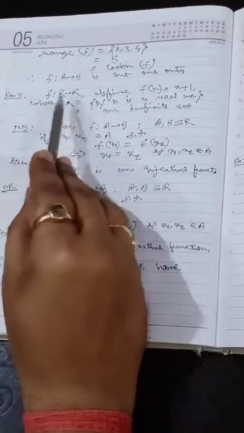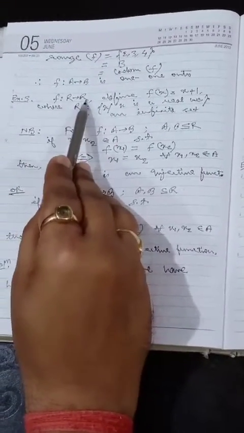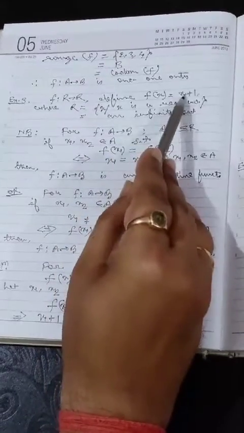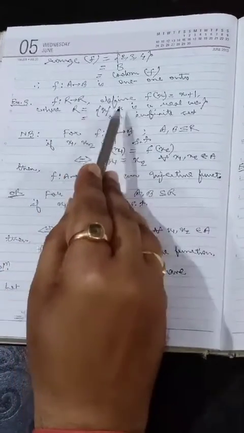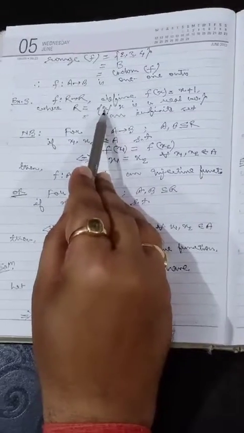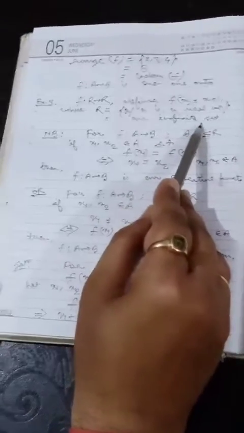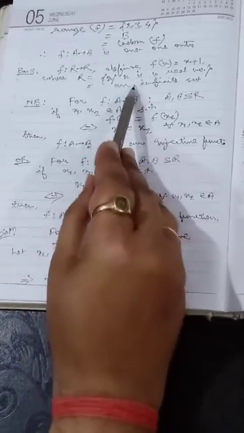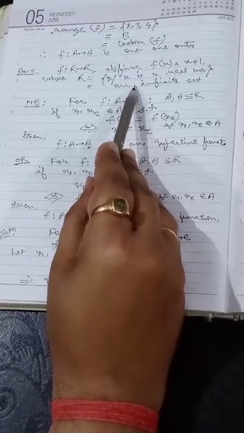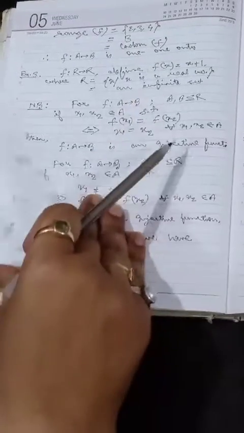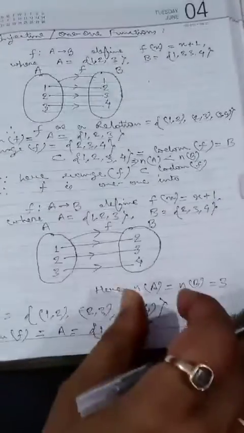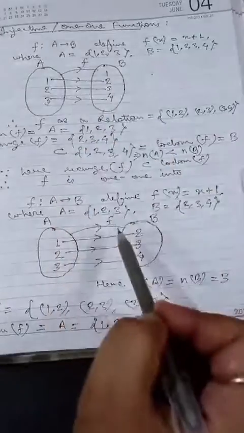Example number 3. Suppose we have a function f defined from R to R, defined as f(x) = x + 1, where R is equal to the set containing x such that x is a real number, which is obviously an infinite set. Now, here we cannot investigate the injectivity of the function just like we did in these two examples by drawing the mapping diagram. Why? It is so because there the domains were finite, but here the domain is not finite. It is in fact infinite.